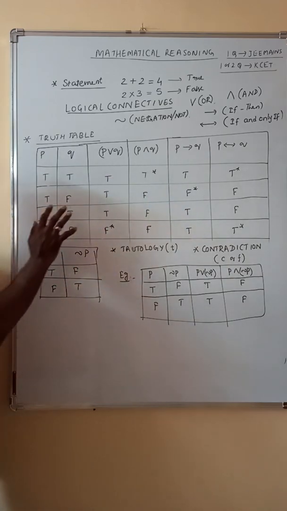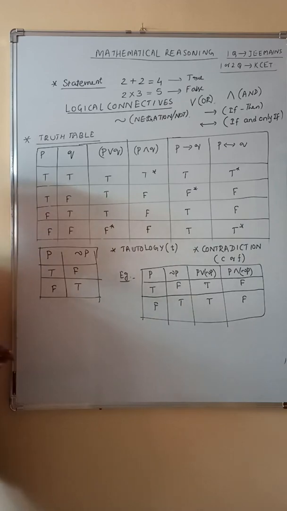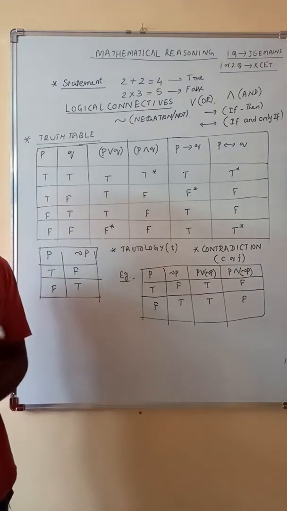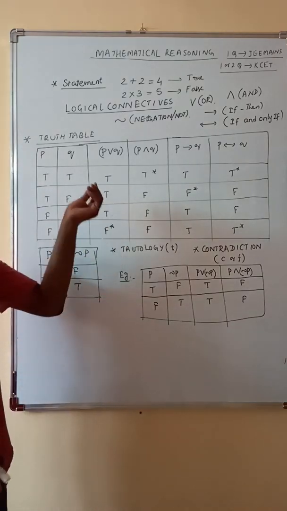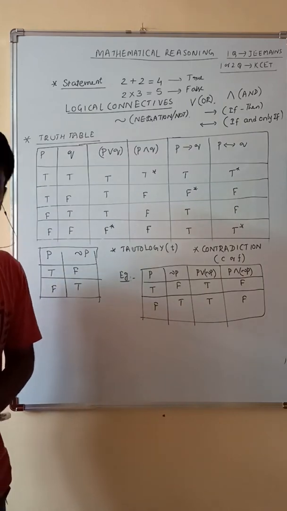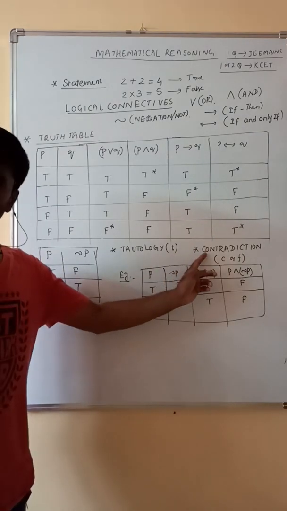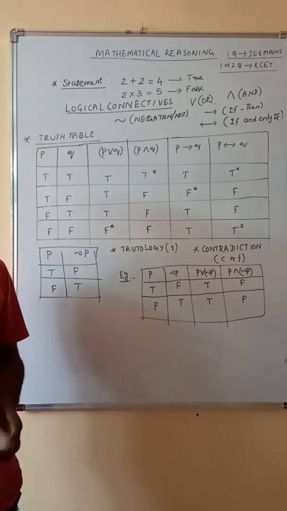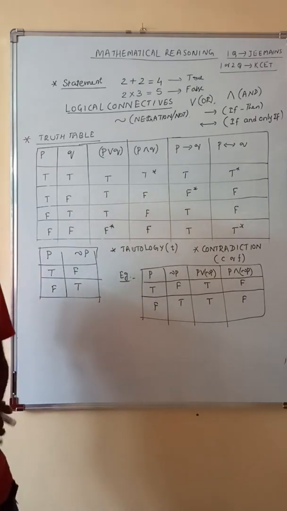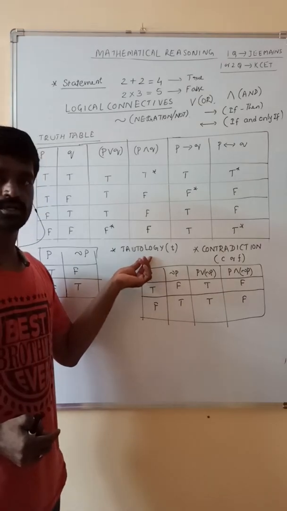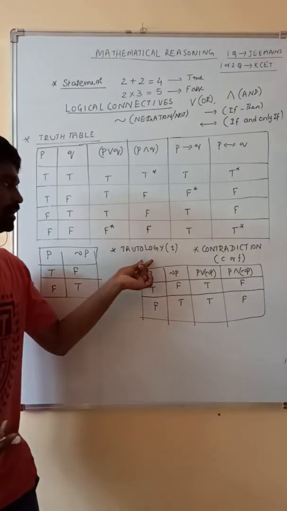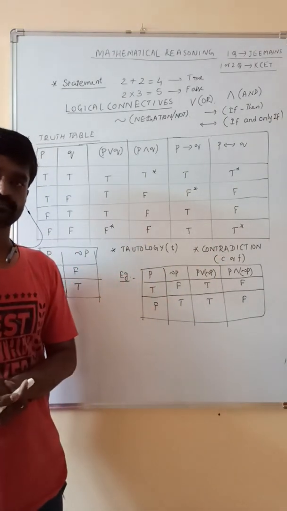If you learn these tables, you can solve maximum questions, because most of the problems in JEE Mains ask questions from this table, or tautology, contradiction, or converse, inverse, contrapositive. That I will explain in the next lecture. First, let me complete the last two definitions, tautology and contradiction.